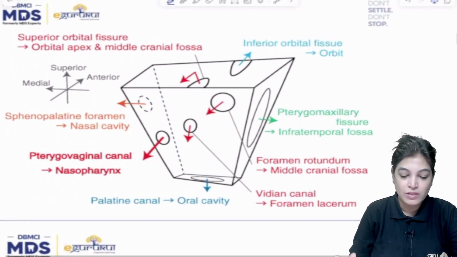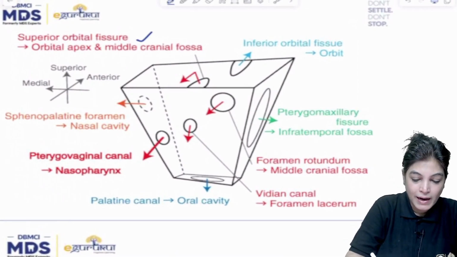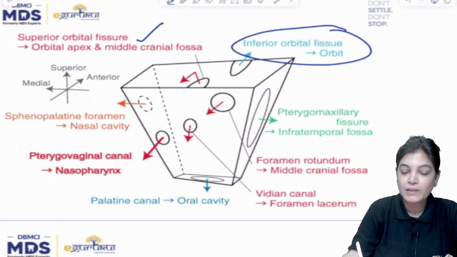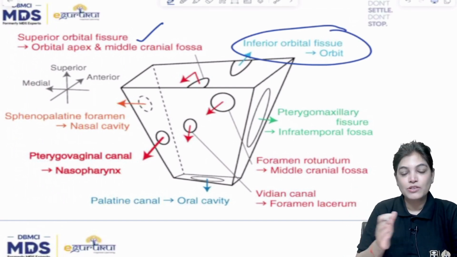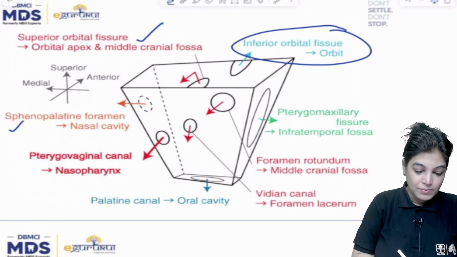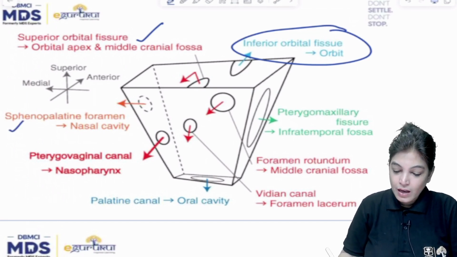If we talk about communications, it is communicating with the superior orbital fissure, the orbital apex and the middle cranial fossa. It also communicates with the orbit via the inferior orbital fissure. It also communicates with the nasal cavity, and this happens via the foramen termed the sphenopalatine foramen.